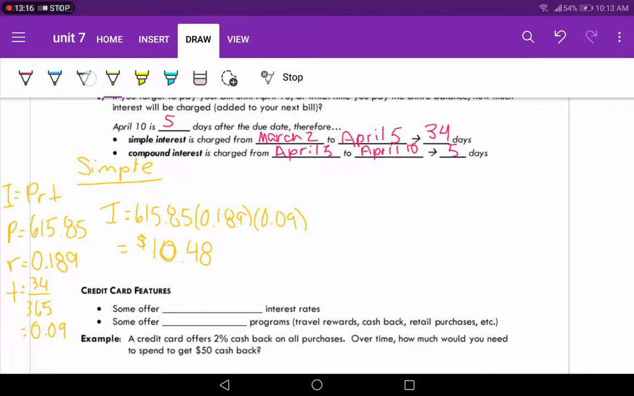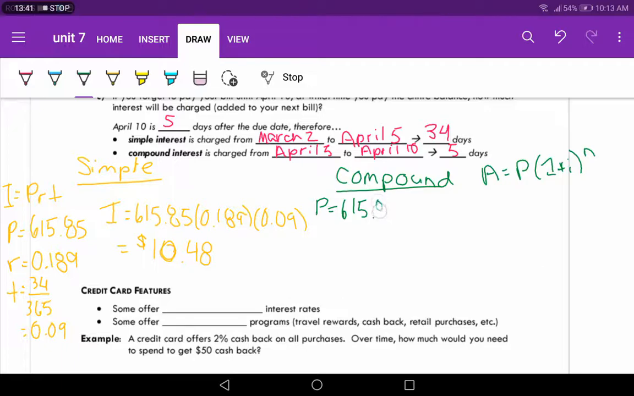So now we would move on to the compound, which we know is a bit more complicated, right, from our last unit. So the equation for compound interest is A equals P (1 plus i) to the power of n. Okay, so again, you want to list out all of those variables. So our principal, or the price we paid, was the same, $615.85.